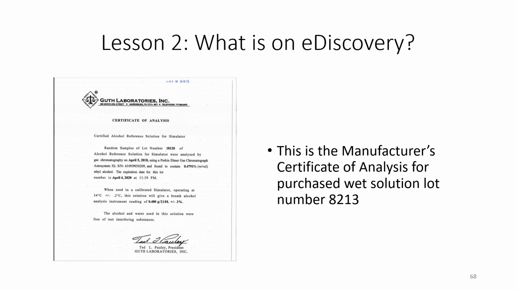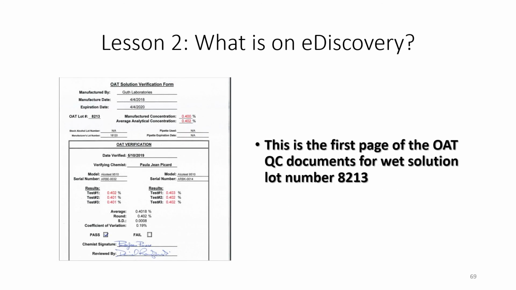This is an example of a certificate of analysis for a purchased wet solution. This is for wet solution lot number 8213. And this is an example of the first page of the packet of OAT quality control documents for that same wet solution lot number 8213. You'll note that the Office of Alcohol Testing quality control documents often come in a multiple page packet.